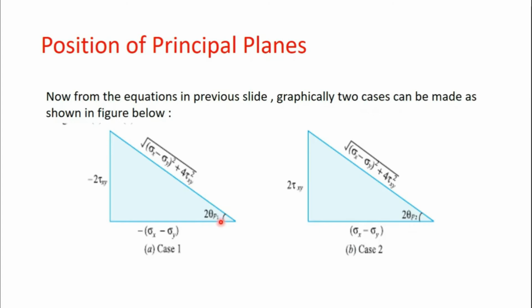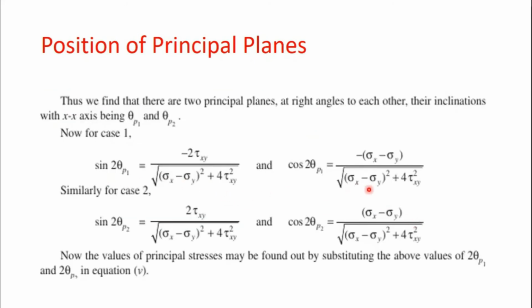So there will be two angles, and so you can say that there will be two planes at which shear stress is 0. The position of the principal plane means there will be two planes. One plane will be at an angle 2 theta p1 or theta p1, and another plane will be at an angle theta p2, at which there will be no shear at all. So from this triangle we can also calculate sin 2 theta p1 and cos 2 theta p1, and in this triangle we can also calculate sin 2 theta p2 as well as cos 2 theta p2, and that's what we have done here.